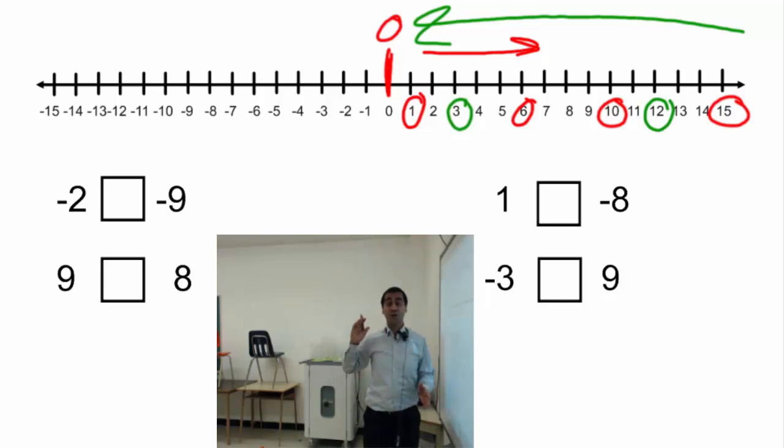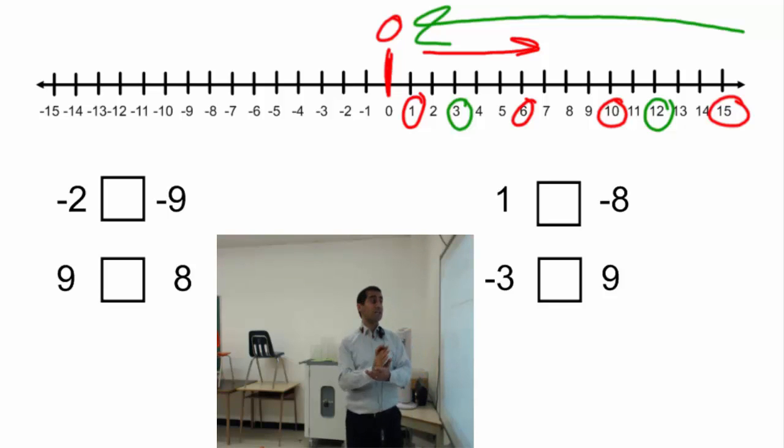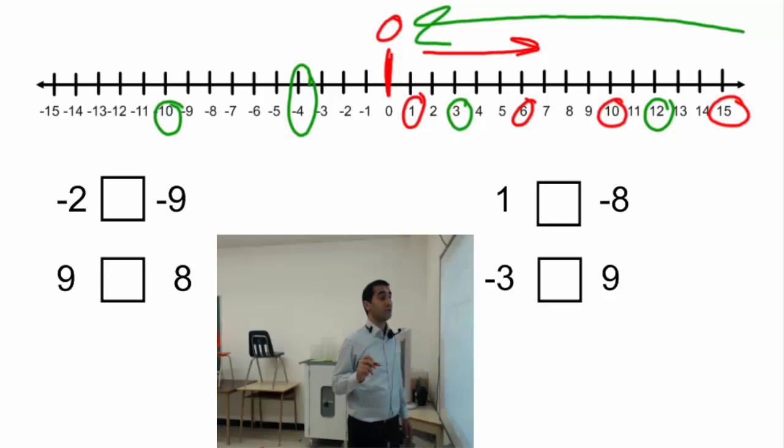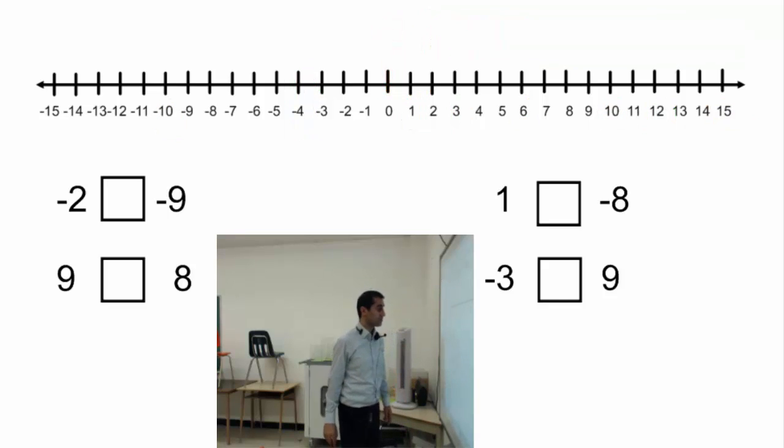But this rule applies exactly the same for the negative numbers as well. Minus 10 is less than minus 4, because minus 4 is on the right side of minus 10. It is closer to 0. Therefore, minus 4 is greater than, bigger than minus 10, and let's just go ahead and practice.